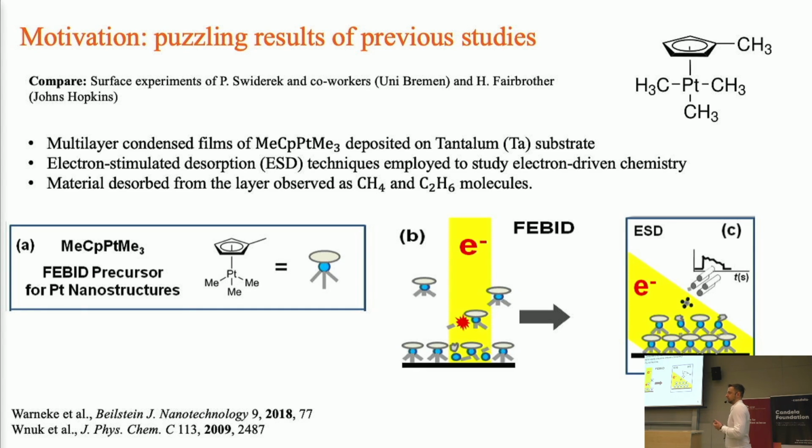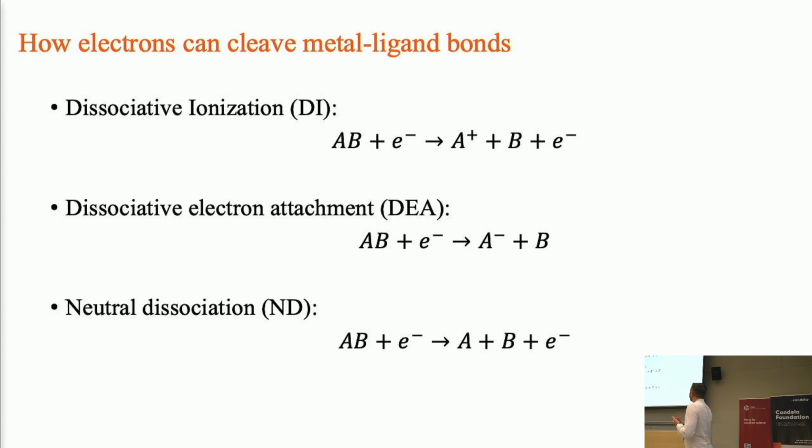Another motivation for our research stems from puzzling results in previous surface studies. In these studies, multilayer condensed films of the platinum precursor were deposited on a tantalum substrate, and electron-stimulated desorption techniques were employed to study electron-driven chemistry. They revealed a very surprising phenomenon. Contrary to expectation, methyl radicals were not primarily released from the substrate, but rather methane or small amounts of ethane molecules. There are three basic mechanisms by which electrons can cleave metal-ligand bonds: dissociative ionization, dissociative electron attachment, and neutral dissociation.